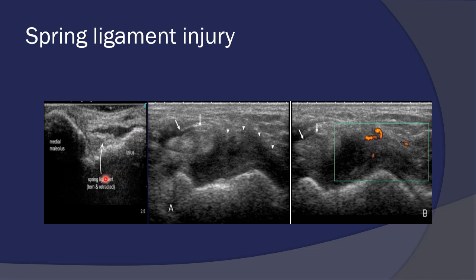This is an example of a spring ligament injury. Here we see that the ligament is redundant with fluid seen at the start of the tear. This is a more aggressive injury. Here we see there's more increased thickness of the tendon with areas of lost fibers, denoting a spring ligament injury.